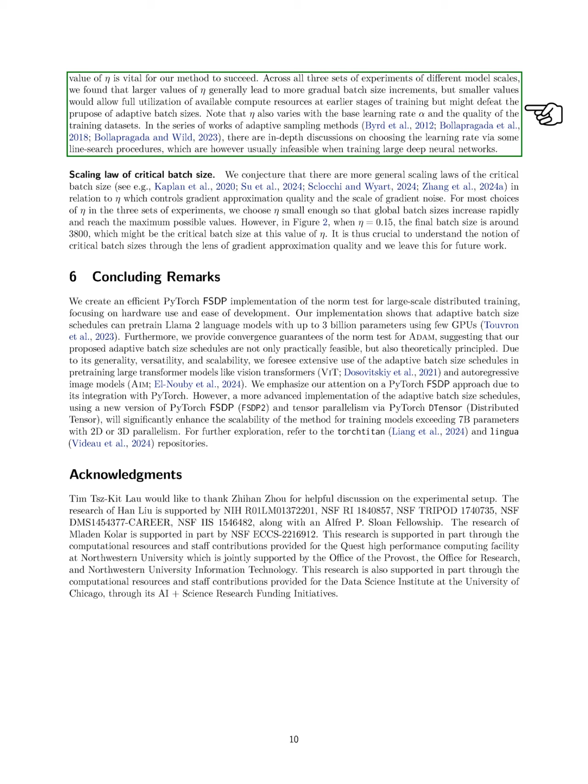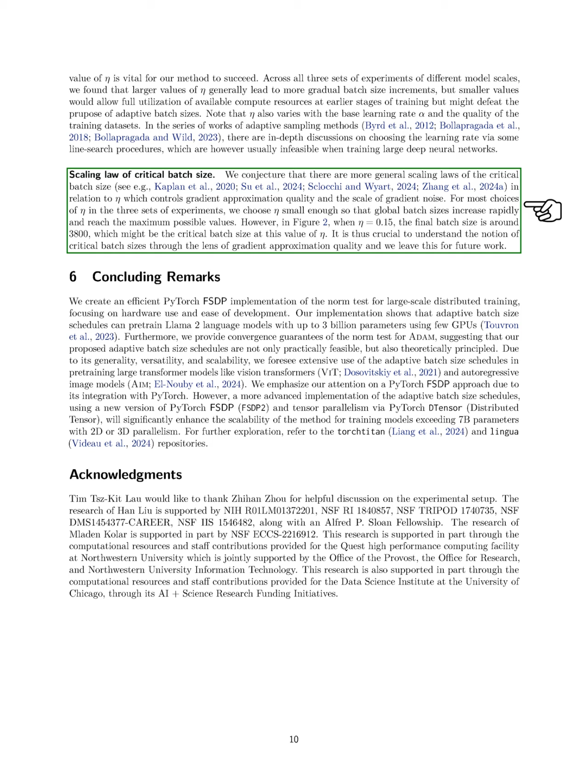Through our experiments with different model sizes, we observed that larger values lead to more gradual increases in batch size, while smaller values allow us to fully utilize our computing resources earlier in training, although they may undermine the purpose of adaptive batch sizes. We also note that this hyperparameter is influenced by the base learning rate and the quality of the training datasets. We propose that there are broader scaling laws related to the critical batch size, which affects the quality of gradient approximation and the level of gradient noise.